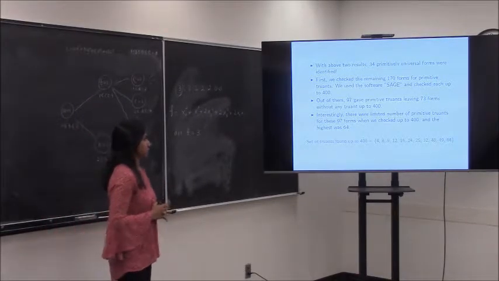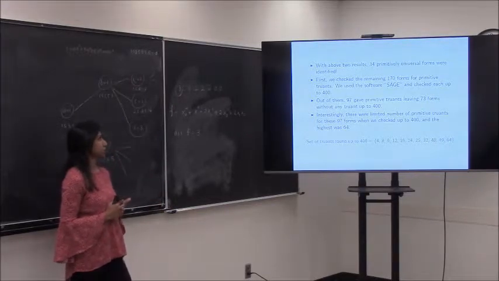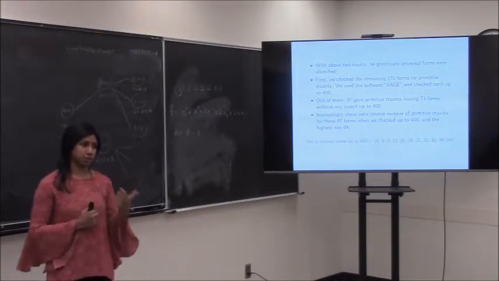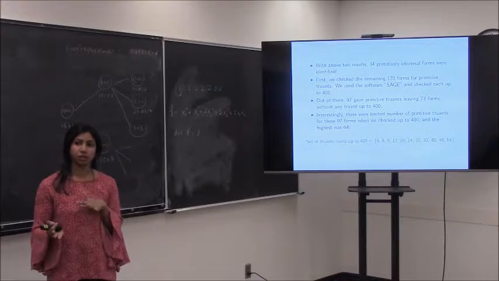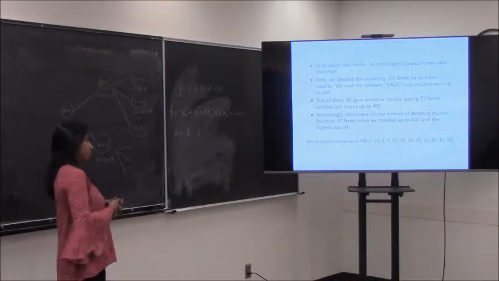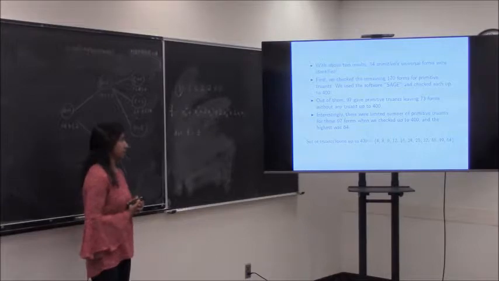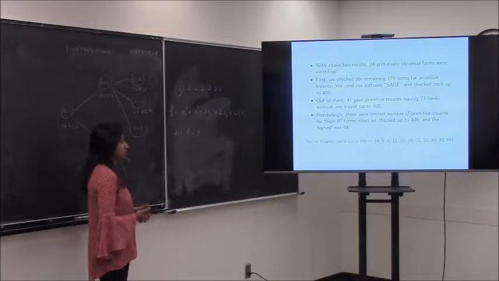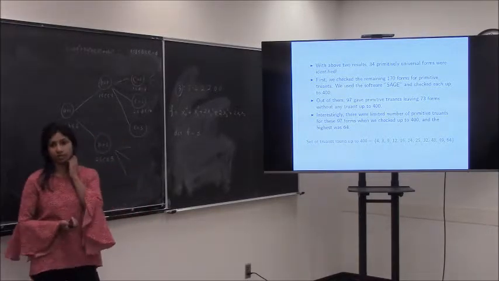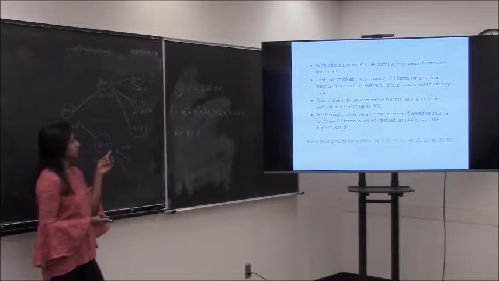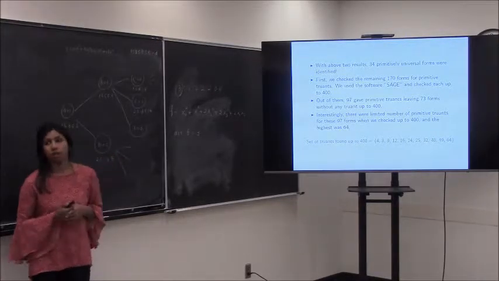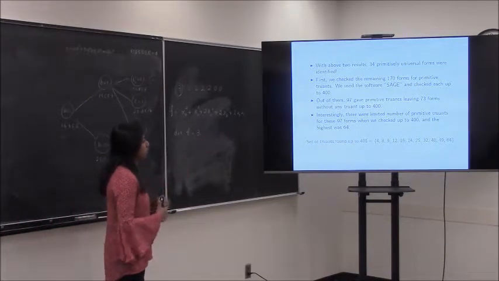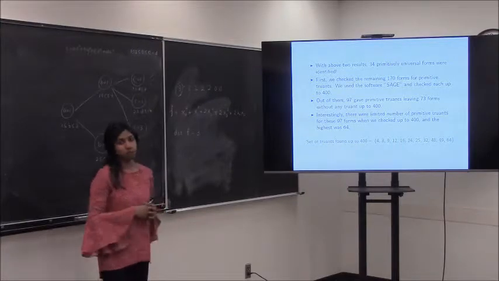So what we used was the software called Sage and checked each up to 400 to see whether we have any primitive truant. If we have a primitive truant, then we can conclude that it is not primitively universal. So out of these 170 forms, 97 gave primitive truants, leaving 73 forms without any truant up to 400. So we can see these 97 forms are not primitively universal. Now, these 73 forms, we do not have any truant up to 400.